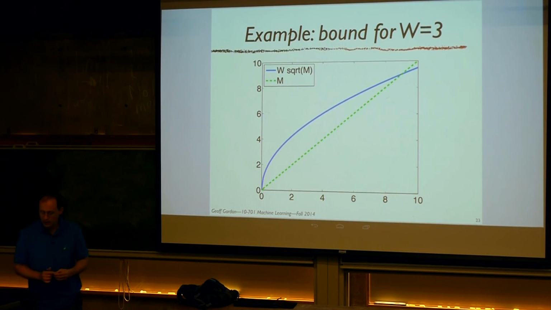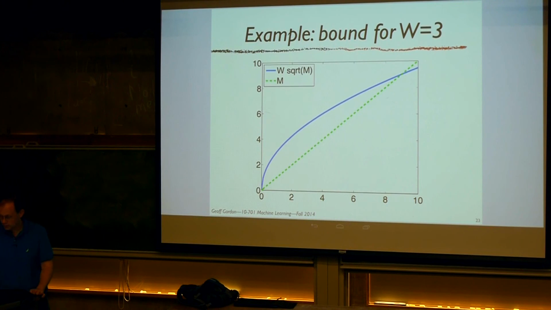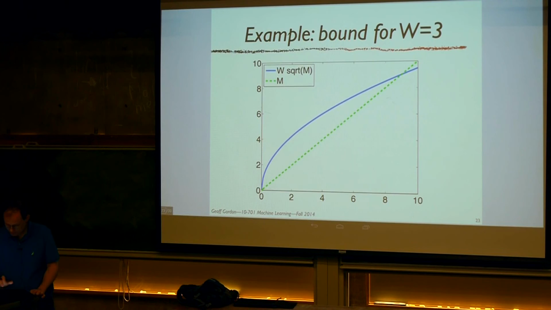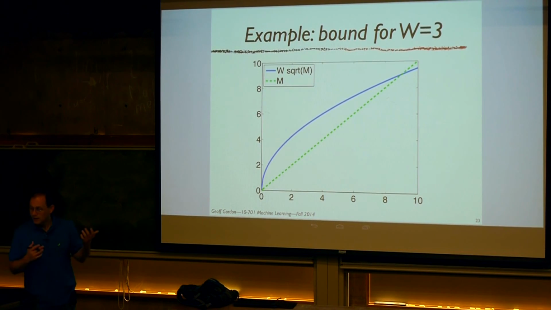Here's what the bound looks like if we have a weight vector of norm 3. The bound was that m had to be less than the square root of m times w. The two lines in this graph are m and the square root of m times w for different values of m, and I'm assuming that w is 3 in this case.